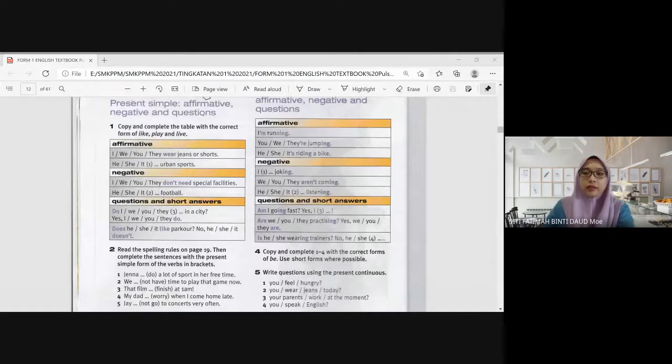Alright, now we are going to look at the different functions of simple present and present continuous.